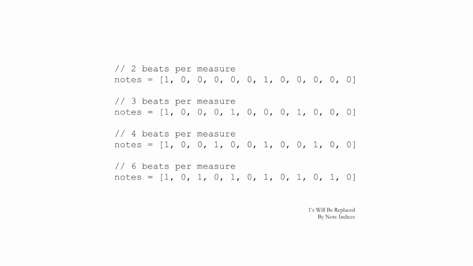Then we can make 12 empty spaces in an array for each measure and fill the spaces with notes depending on the rhythm. This is what 2 beats per measure would look like. This is what 3 beats per measure would look like. This is what 4 beats per measure would look like. And this is what 6 beats per measure would look like. The computer program can then read each index of the array at a certain time step to produce a rhythm.